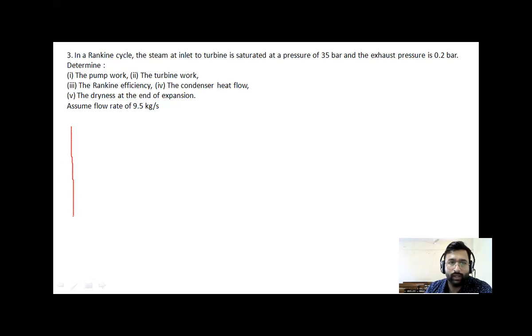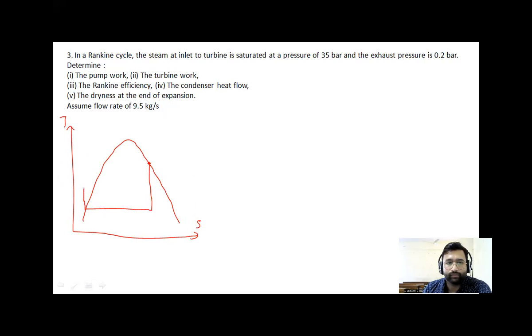So I will draw the TS diagram, temperature versus entropy. This is a saturation curve. But here they have given the condition of steam at inlet to turbine is saturated. So this is a saturated condition, dry saturated condition. And then the remaining cycle will be easily drawn. So 1 to 2 to 3 to 4. Okay. Here it is 35 bar. Here it is 0.2 bar.